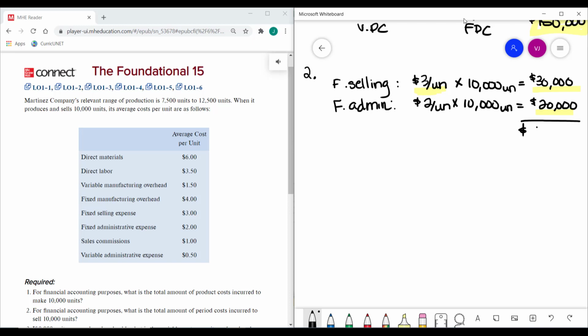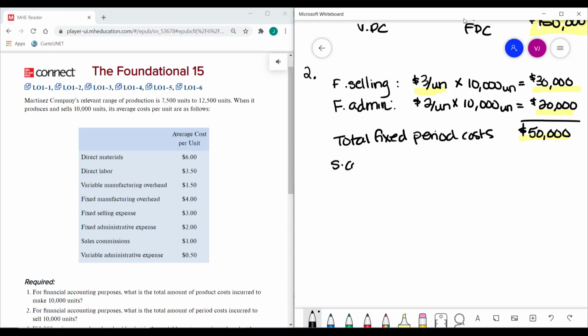So the total fixed period costs here come out to $50,000. So this is not just fixed selling costs, but total fixed period costs. Okay, but that's not the total period costs. That's just the fixed portion. So now we have to find the variable period costs.